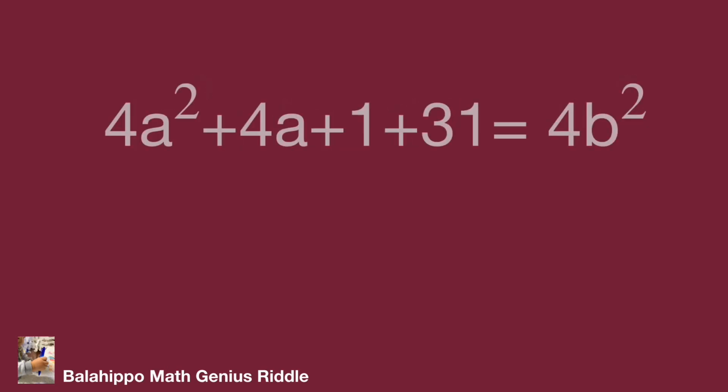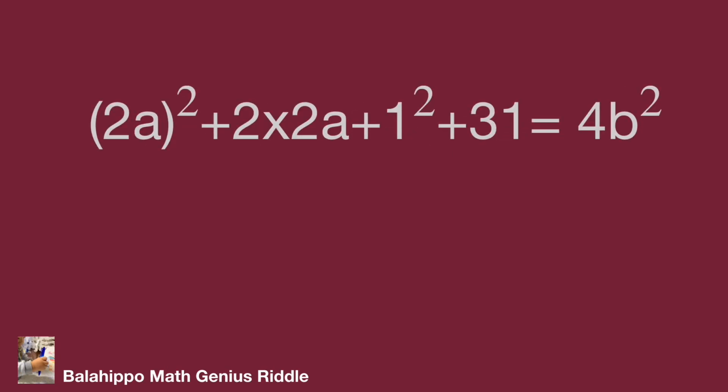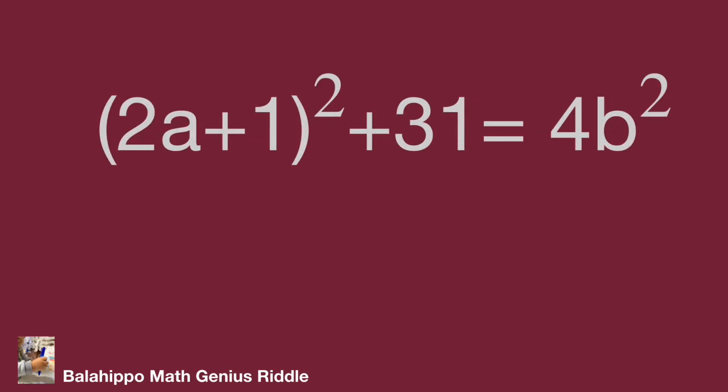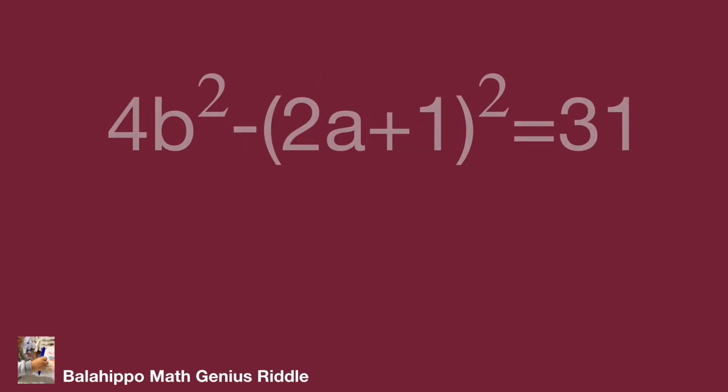The equation is 4a squared plus 4a plus 1 plus 31 equals 4b squared. For clearer understanding, we have quantity 2a squared plus 2 times 2a plus 1 squared plus 31 equals 4b squared. The first three items become quantity 2a plus 1 squared. Move the number 31 to one side, and the two square items to the other side. So we have 4b squared minus quantity 2a plus 1 squared equals 31.